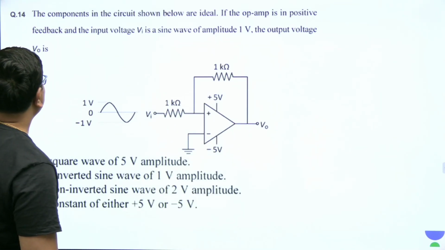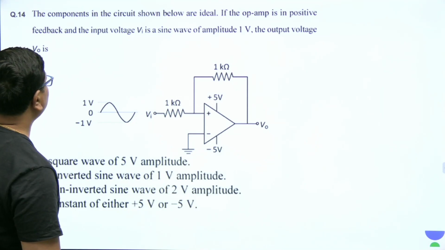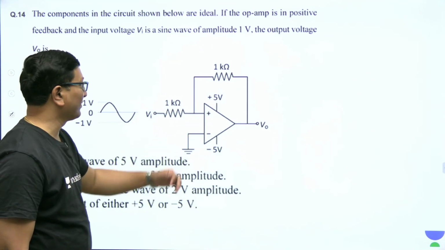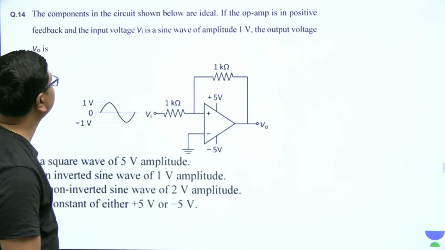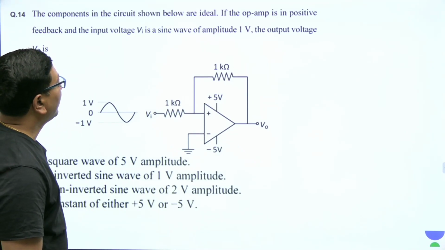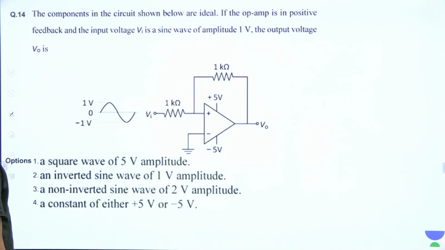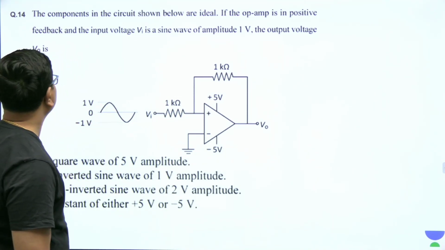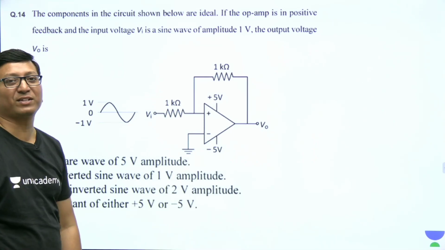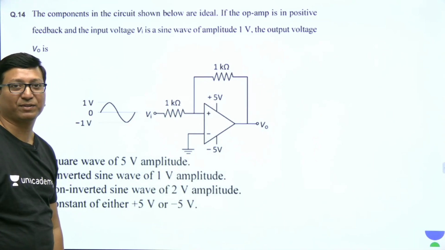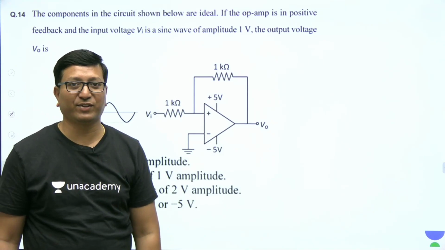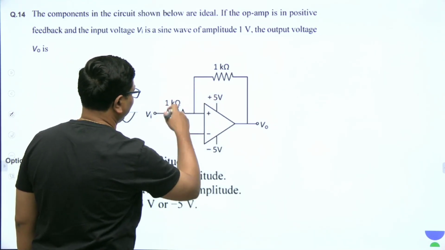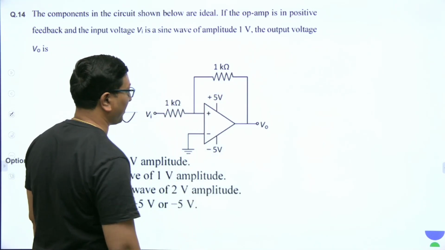Look at the second question. The components in the circuit shown below are ideal. Means the op amp is ideal, that's what they mean to say. If the op amp is in positive feedback and the input voltage is a sine wave of amplitude 1 volt, the output V0 is, what is the output voltage of this circuit? That's the question they are asking. Very, very simple thing. It is a Schmitt trigger circuit. We can say a non-inverting Schmitt trigger circuit.